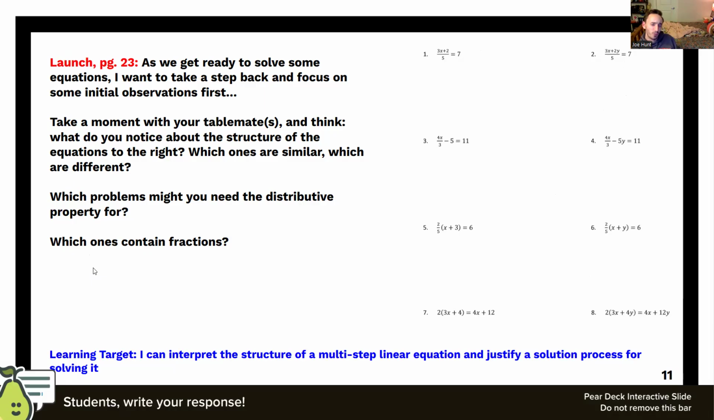As you're looking at this, what I want you and your table mates to think about real quick is what do you notice about the structure of some of these equations? What are some of the things you notice are going on to some of the values or variable expressions in these equations? What do you notice about, say, the number of variables that you see? Which problems might you need, say, the distributive property for? Or which one of these would you say contain fractions? So as we're working through and anticipating our strategies, what I want you to think about is just some initial observations for the equations. What do you see or observe about them? What do you think that's going to mean for you if you're trying to solve them on the next step?